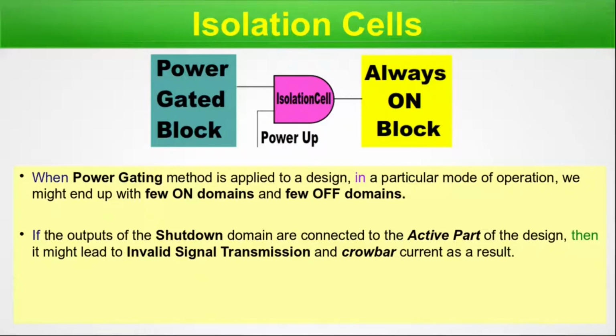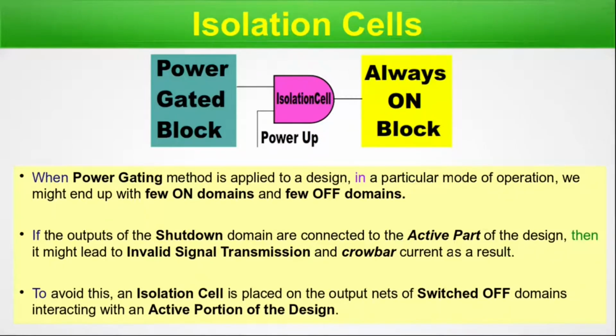This is very evident. If one block is off, another block is on, and one signal is traversing in between, it will send or receive erroneous signals. This is very, very evident and clear. To avoid this situation, an isolation cell is placed on the output nets of the switched off domains interacting with the active portion of the design. This is what I have just shown in the above picture on this same page. So we are done with both the pictorial and text explanation. Let's move on to the next slide.